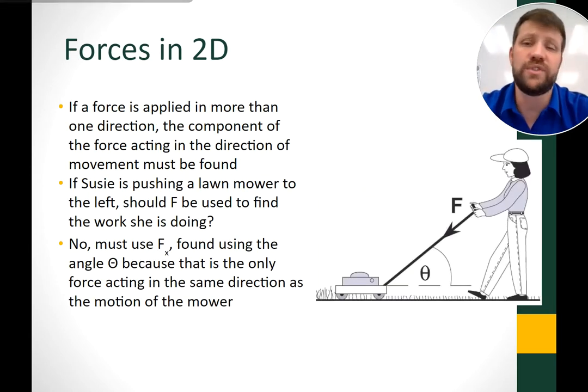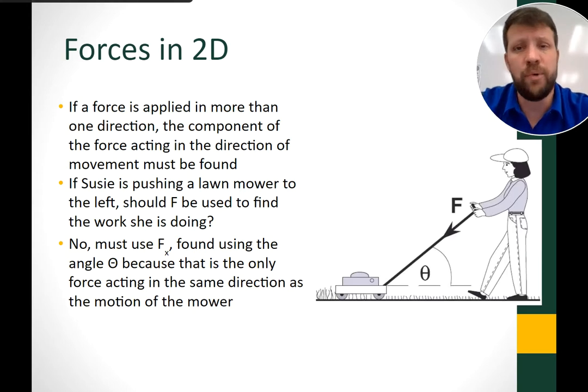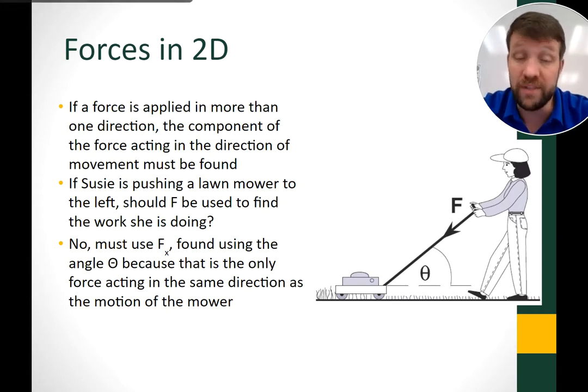All right, now to come back to forces in two dimensions here, as opposed to just pushing a car, we've got an image here of a woman pushing a lawnmower. So if a force is applied in more than one direction, as we see that force being applied down the handle of the lawnmower, the component of the force acting in the direction of movement must be found. We cannot use that entire force. It must be just the force component that's in the same direction as the displacement that's happening.